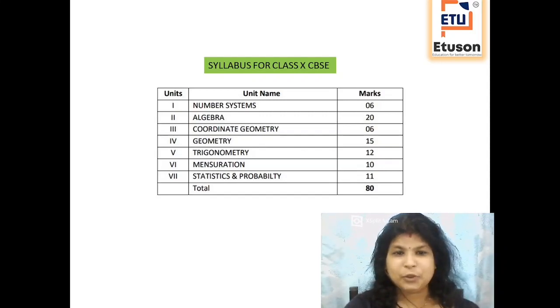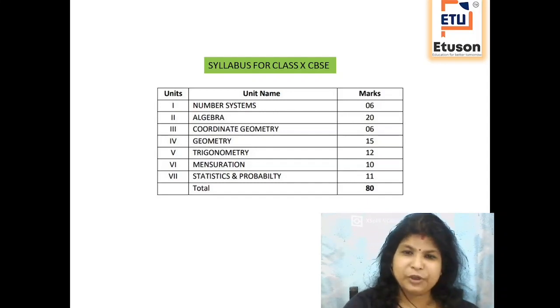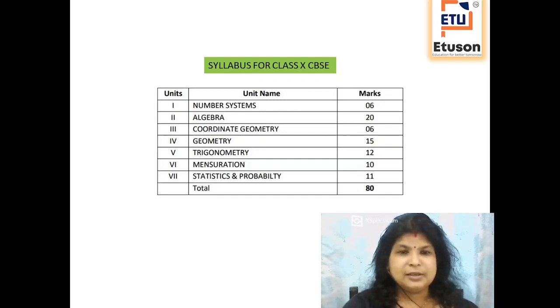So you have a total of 7 units. The first one is your number system. From number system, you will be getting 6 marks in your question paper. Then in the second unit, you have algebra, which contributes a major part, that is 20 marks. From unit 3, coordinate geometry, you get 6 marks. The fourth unit is geometry for 15 marks.